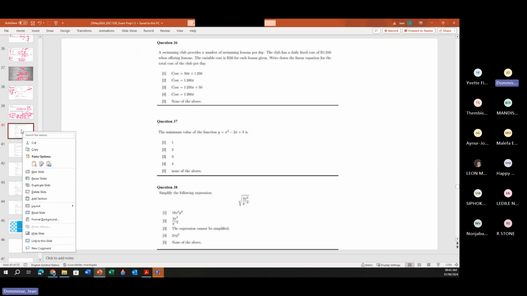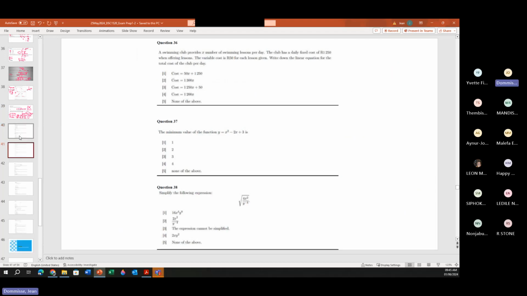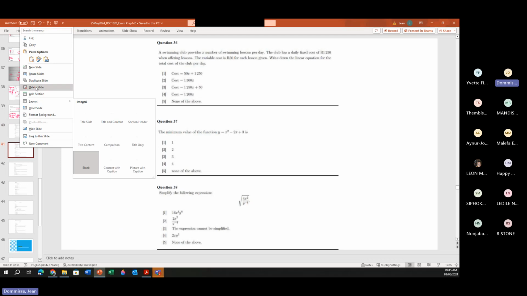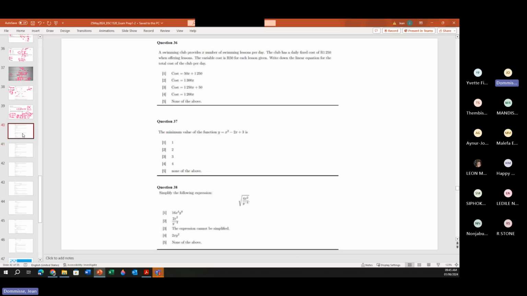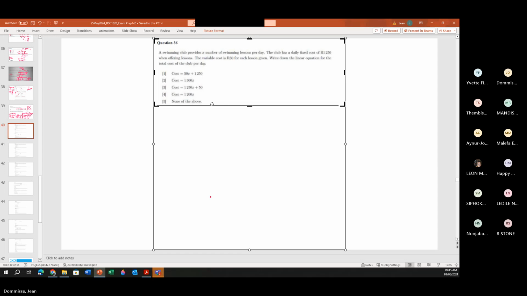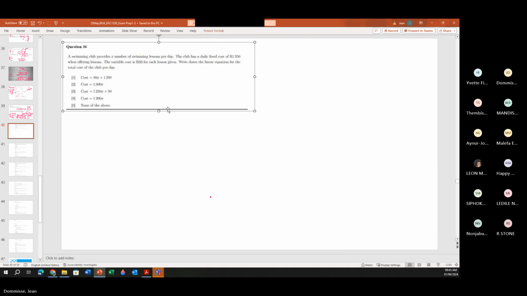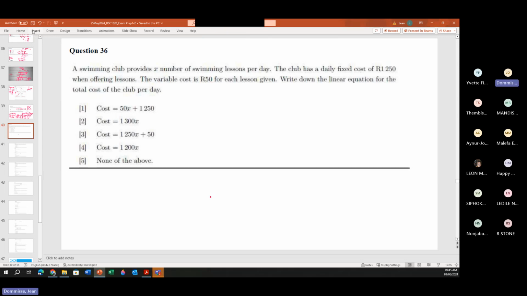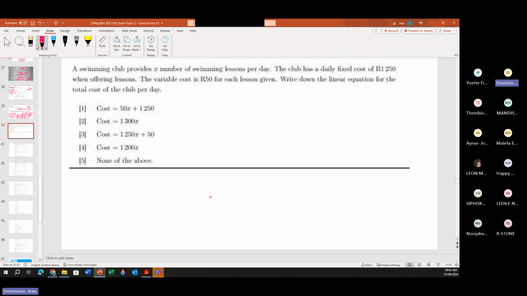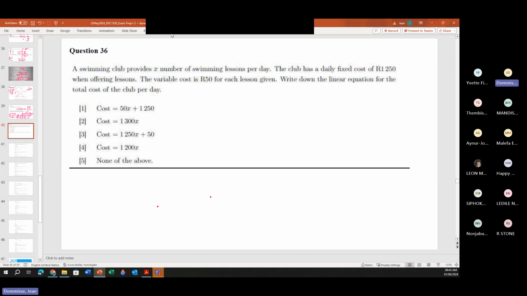Okay, let's look at the next one. I just want to duplicate this a bit so that we can make it bigger. Okay, so this one is more in words, how to write something out. So let's see if we get it.